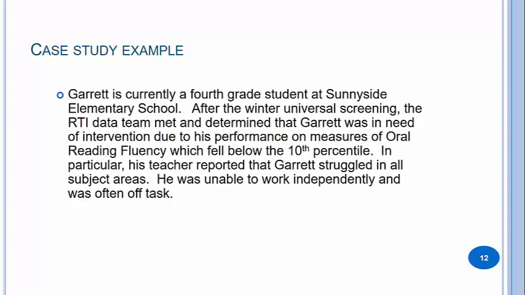Okay. So I'm just going to read it because I'm not sure who had the opportunity to print out the materials first. Garrett is currently a fourth grade student at Sunnyside Elementary School. After the winter universal screening, the RTI data team met and determined that Garrett was in need of intervention due to his performance on measures of oral reading fluency, in which he fell below the 10th percentile. So they've done a universal screening, they use curriculum-based measures, the student falls below the 10th percentile on oral reading fluency. In particular, his teacher reported that Garrett struggled in all subject areas. He was unable to work independently and was often off task. I'm sure this sounds like a student that we all know.